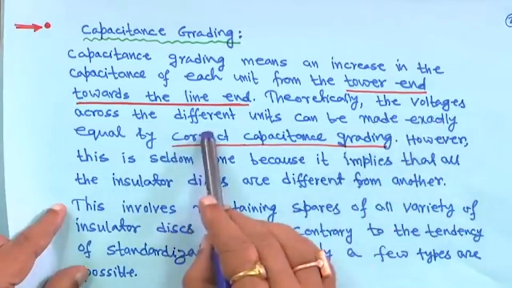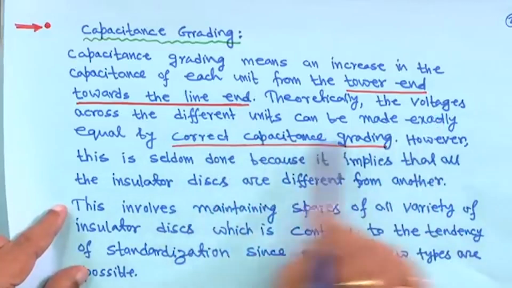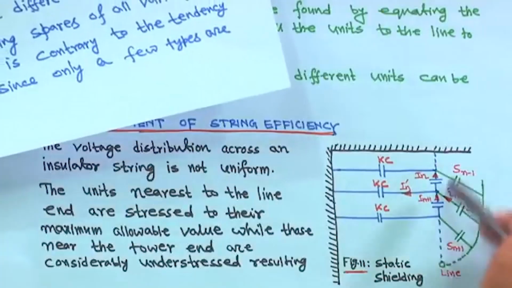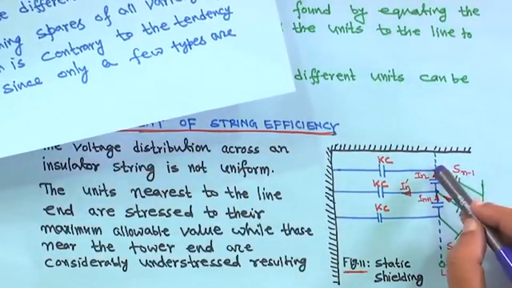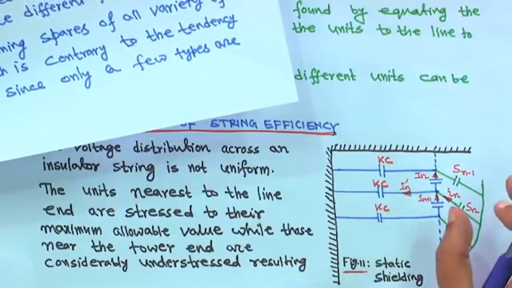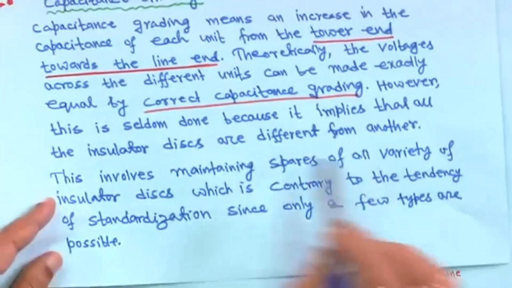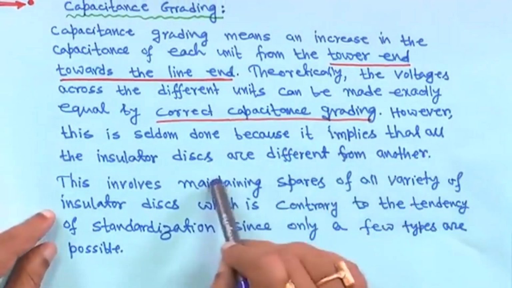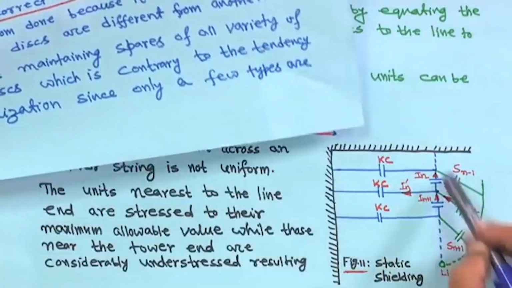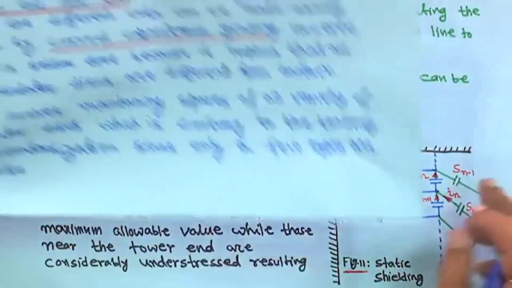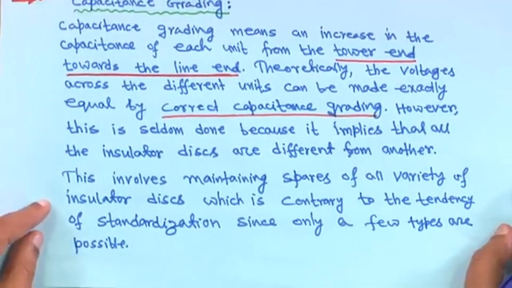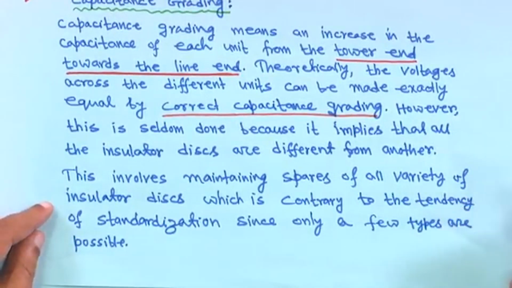Theoretically, the voltages across the different units can be made exactly equal by correct capacitance grading. If you go for a correct capacitance grading, then the voltage across each unit, there are so many units in each string, can be made equal. But this is seldom done because it implies that all the insulator discs are different from one another. If you try to make it, you will find different discs will be of different types.